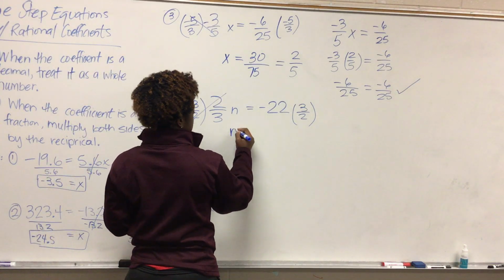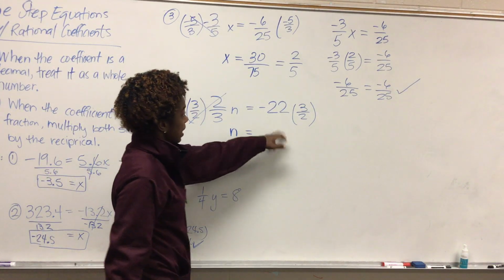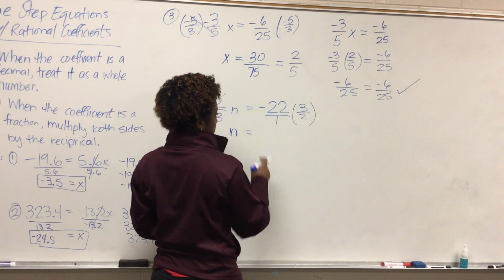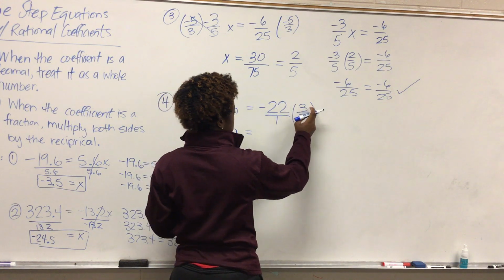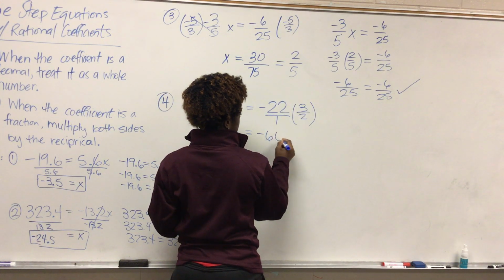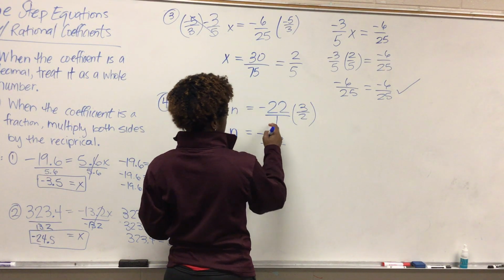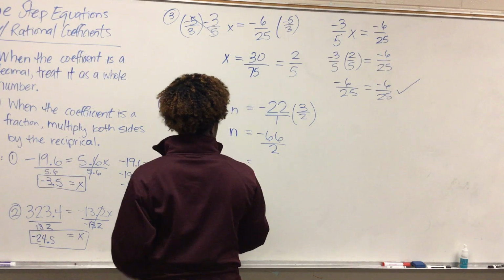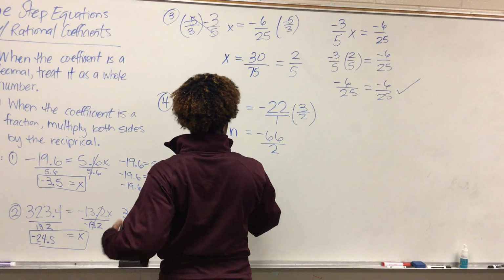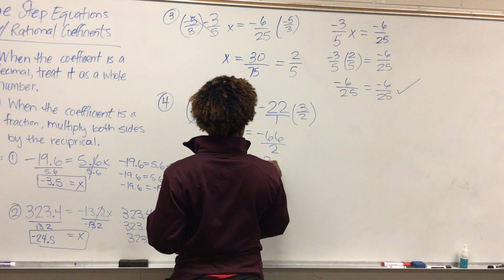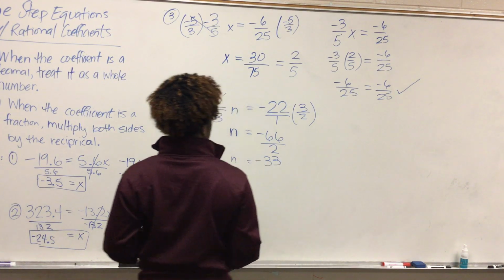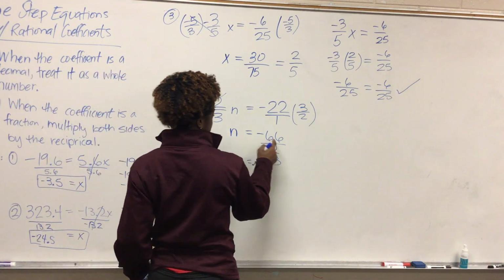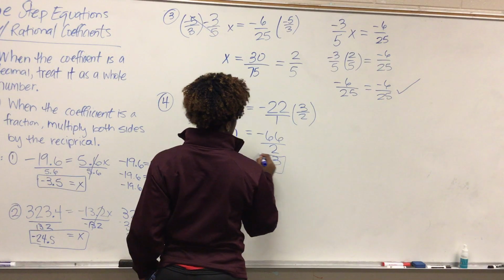We're left with n equals, and we have to multiply here, okay? Whole number goes over 1. So that's negative 22 times 3, which is negative 66, over 1 times 2, which is 2. And we can reduce this even more to negative 33. Negative 66 divided by 2 is negative 33.